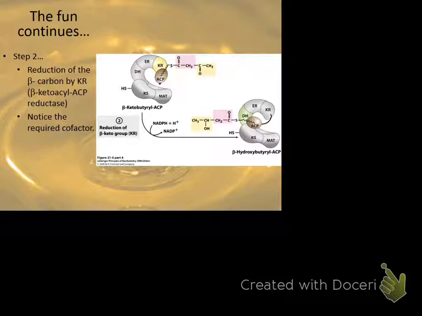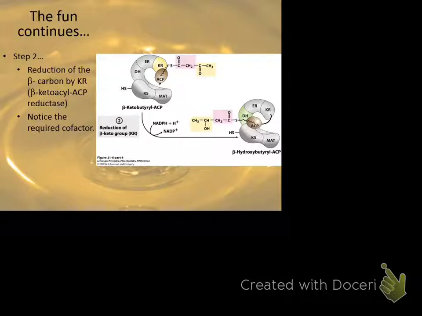So once again, you want to pay attention to the cofactor here. So now we have a beta hydroxy acyl ACP group. And if it was 4, it's a hydroxybutyryl, but don't pay attention to the butyl part. That just means 4. Once again, that's only true for the first round. The second round is going to be 6, and the third round is going to be 8, and then 10. So the KR is for keto acyl ACP reductase. It tells you exactly what it's doing. It's reducing that ketone to an alcohol.